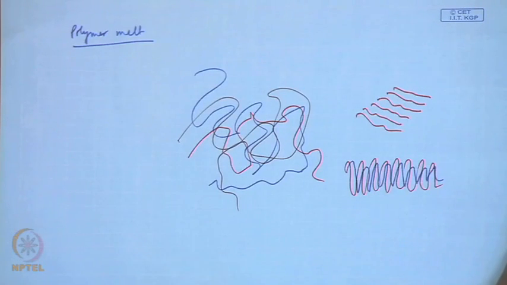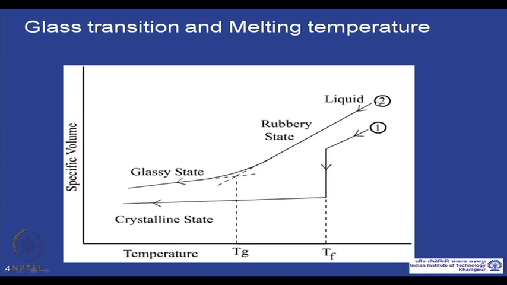So, if you cool a polymer sample, it can crystallize partly in this temperature range, or if it does not crystallize at all and you reduce the temperature further, then viscosity can go up and it becomes a rubbery material, and with further drop in temperature its mobility becomes effectively very low and it becomes a glassy state.